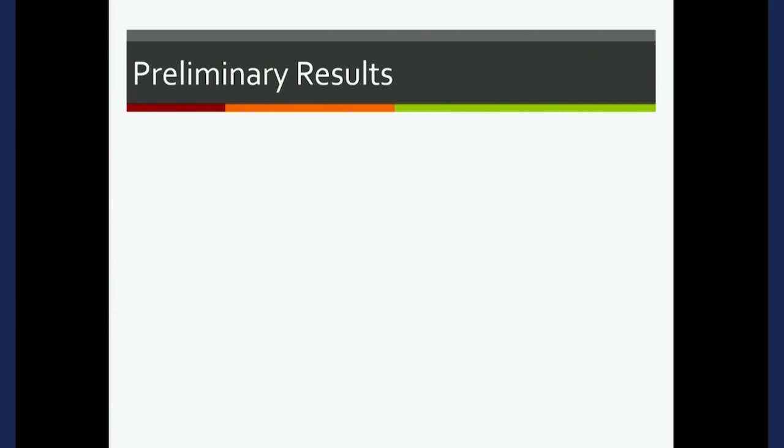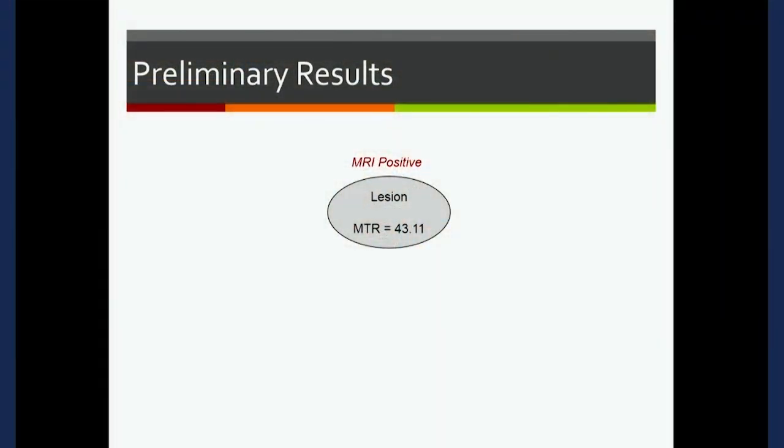Next is some of my really cool results. Here we looked at the patients, and we compared the lesion versus what's going on above the lesion and below the lesion. When I say lesion, it means where MRI was positive, where radiologists and neurologists said there is a lesion. And here we have an MTR of 43.11.